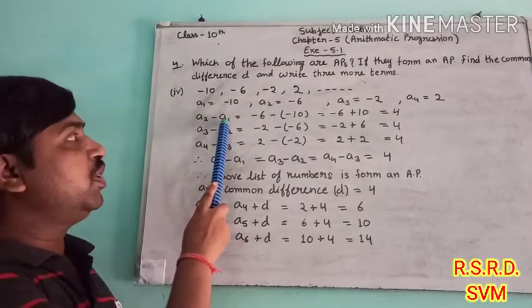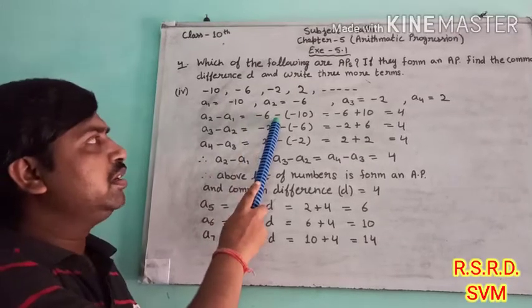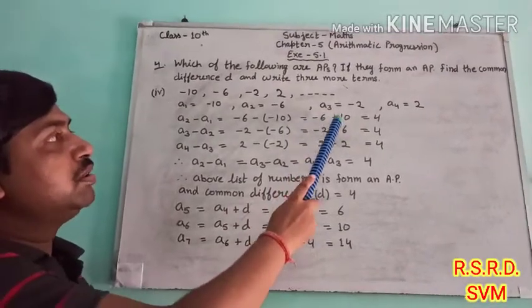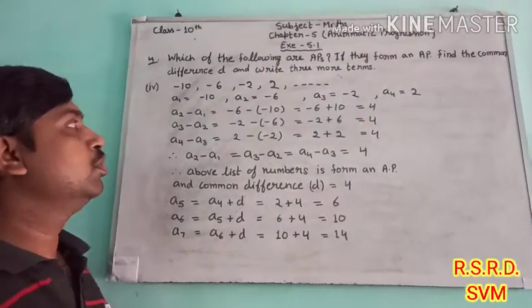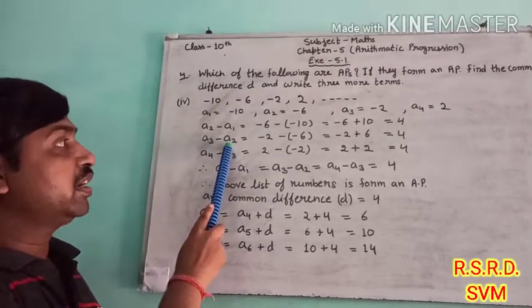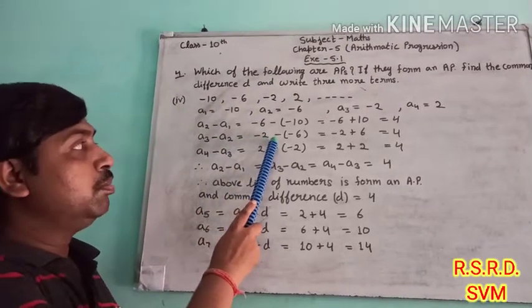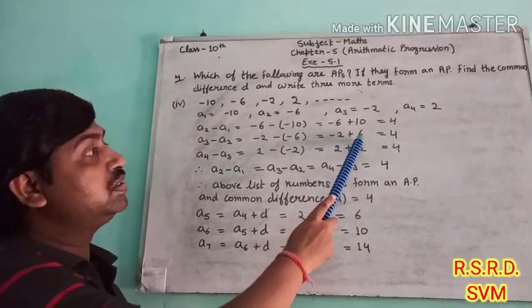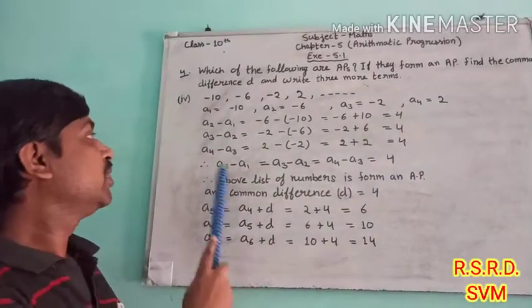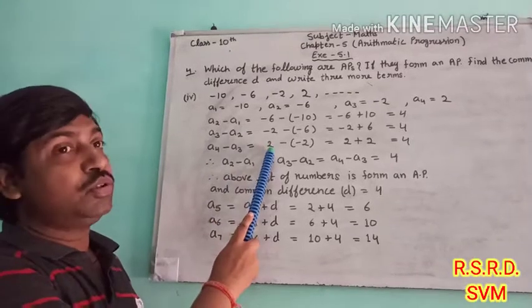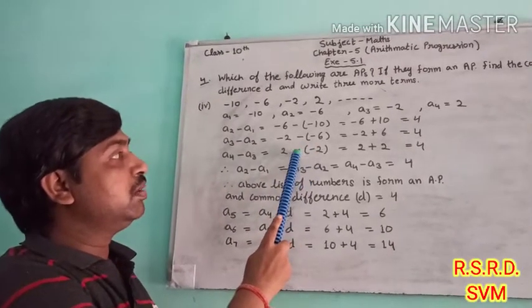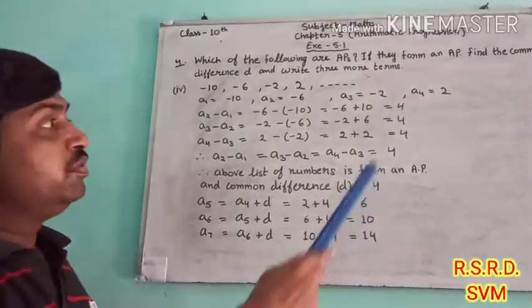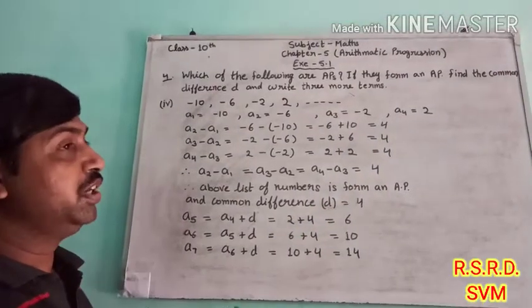So second term minus first term, we get minus 6 minus minus 10. Minus minus becomes plus. So minus 6 plus 10 we get 4. Third term minus second term equals minus 2 minus minus 6. Minus minus plus, we get minus 2 plus 6. We get 4. Fourth term minus third term equals 2 minus minus 2. Minus minus becomes plus. So 2 plus 2 equals 4. We see that every time the difference is the same, it is equal to 4.